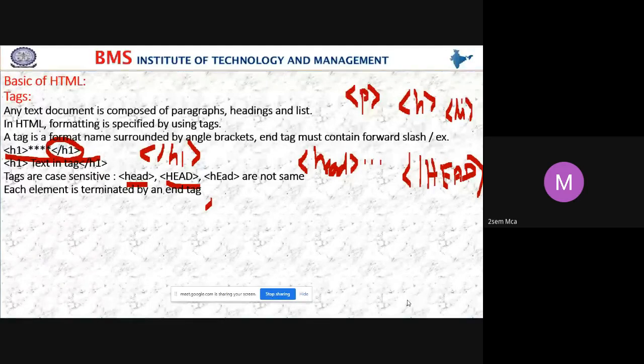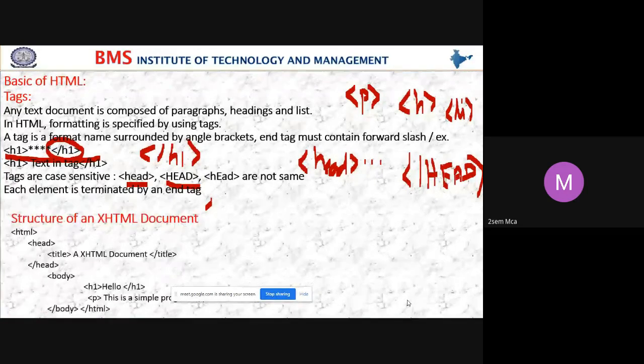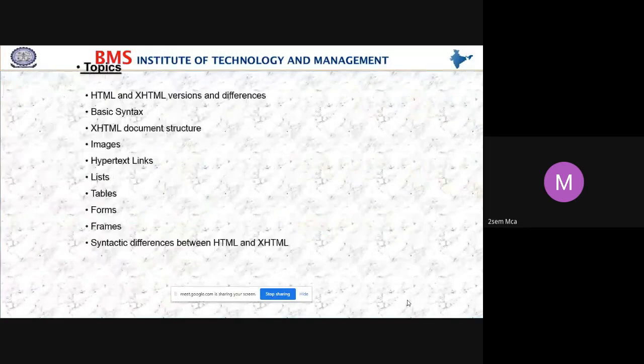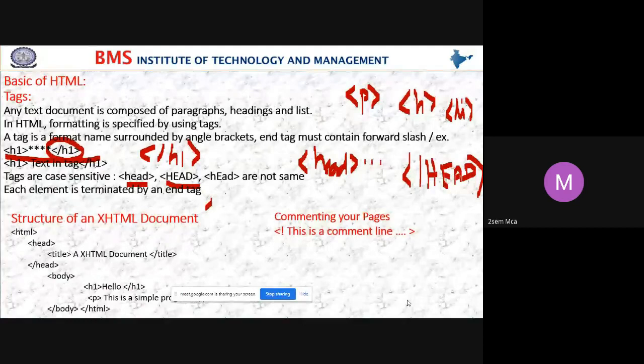We have seen the format of a tag: the tag is enclosed, or surrounded, by angle brackets. We have the beginning of a tag and the ending of a tag. The ending tag must have a forward slash, and this is case sensitive. That also we saw in the last class. And the standard XHTML structure, and how to comment a line in HTML, we saw in the last class. Till here we have seen in the last class.